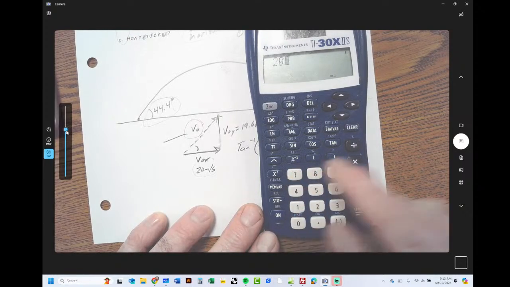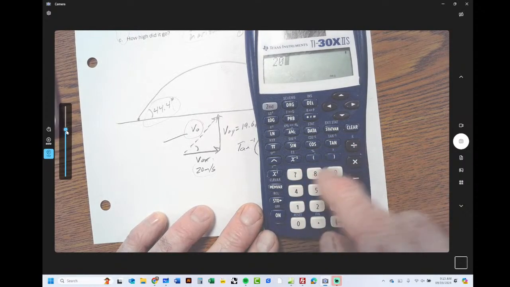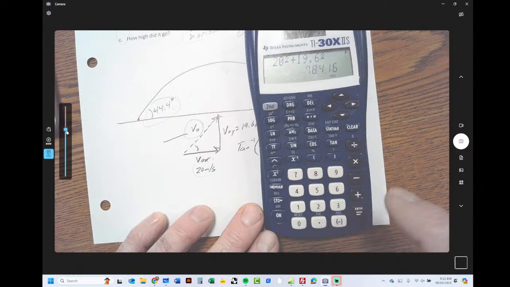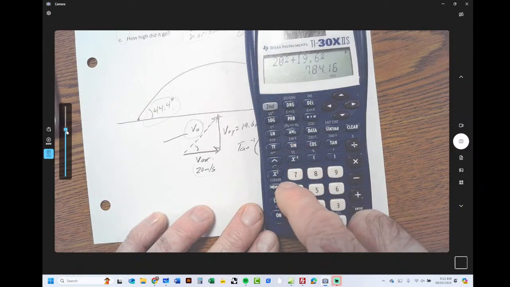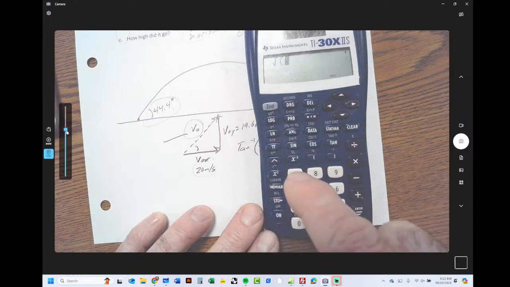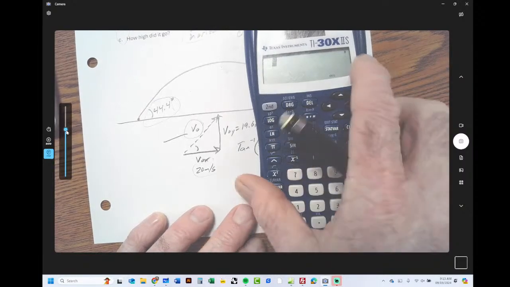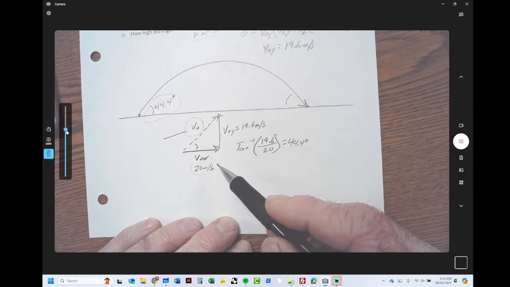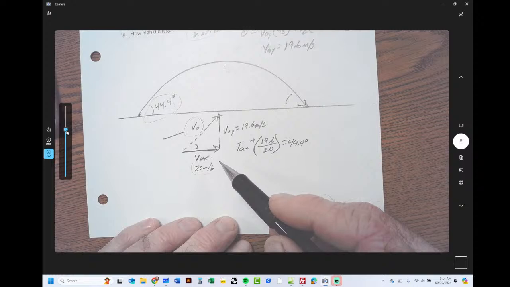Oh, goodness. How do I do this on this calculator? 20 squared plus 19.6 squared. And then, oh crap! Somebody who's more savvy. What'd you get? 1184. That sounds really big.